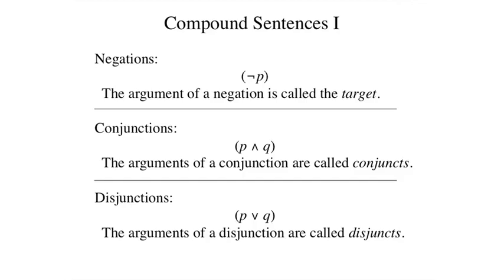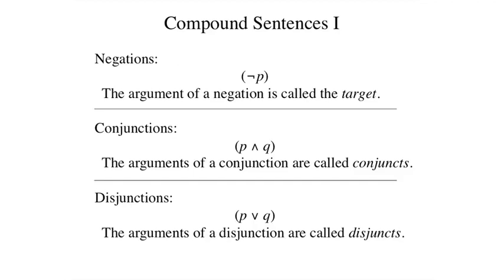A conjunction is a sequence of sentences separated by occurrences of the AND operator and enclosed in parentheses. For example, we can form the conjunction of P and Q as shown here in the middle. The AND operator is usually written using this wedge-like symbol, though occasionally we use ampersand, for example in typing formulas for application programs. The constituent sentences of a conjunction are called conjuncts.